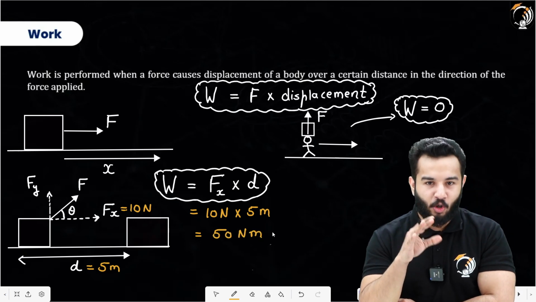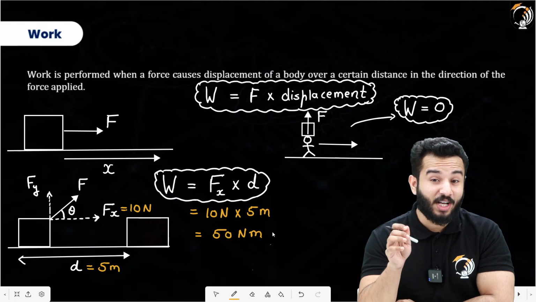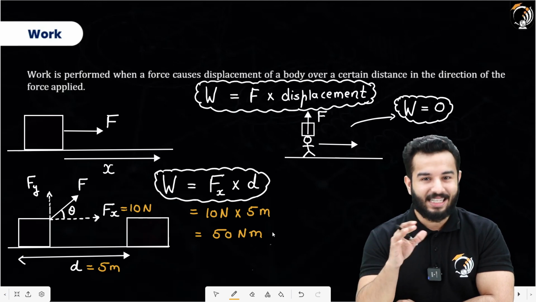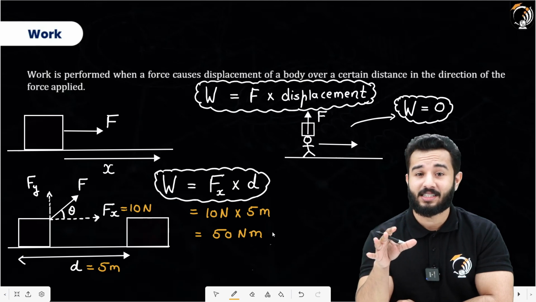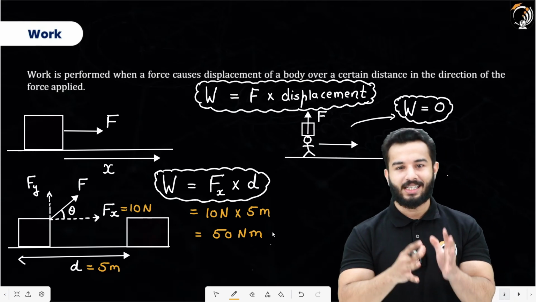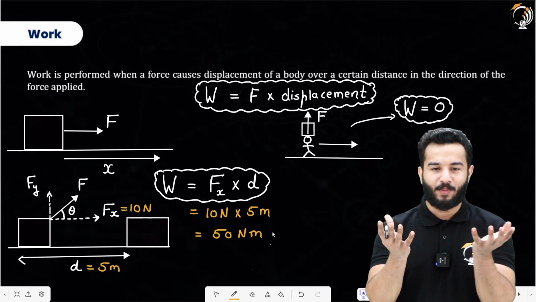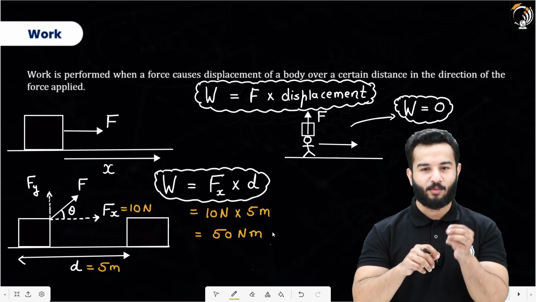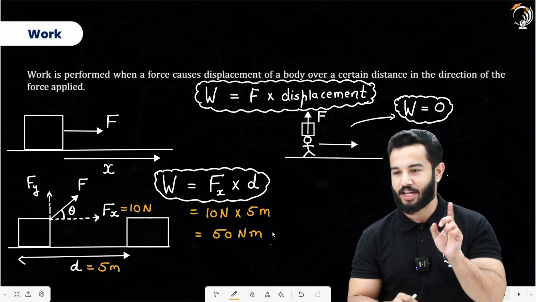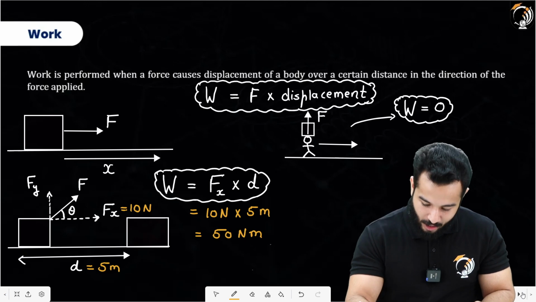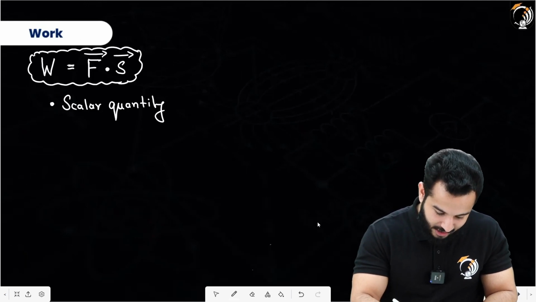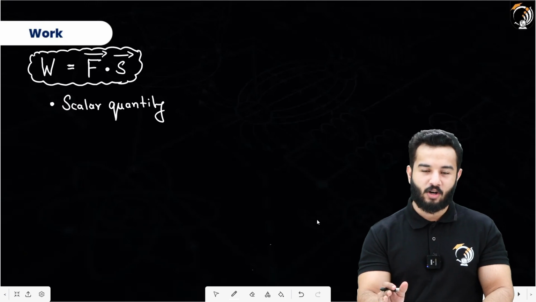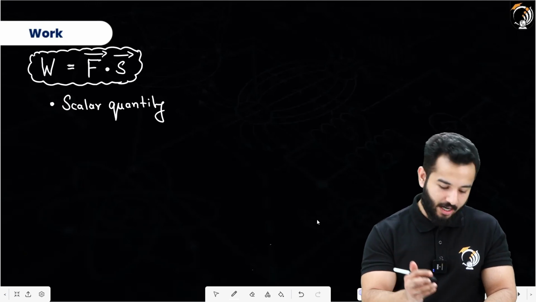Now, I have got no interest in finding out in which direction the work is being done. There is no such concept that there is a direction of work done. The work done is 50 Newton meter. Now we are not going to discuss direction, right? Because we have already talked about that displacement is in the direction of force. All right. So having said that, we are going to say that it is a scalar quantity. That means it just has got magnitude. It has got no direction.